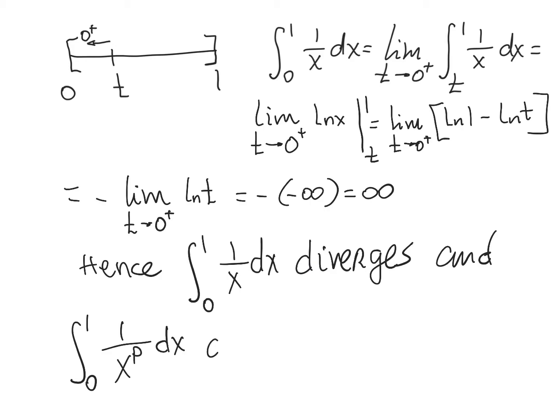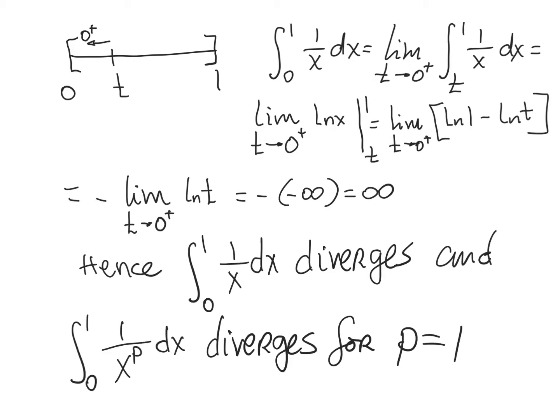And so the integral from 0 to 1 of 1 over x to the p diverges for the case where p is 1. Now we want to examine the other possibilities. So the next case we're going to examine is if p is strictly greater than 0 and less than 1. So like 1/2, 1/8, 7 over 15.